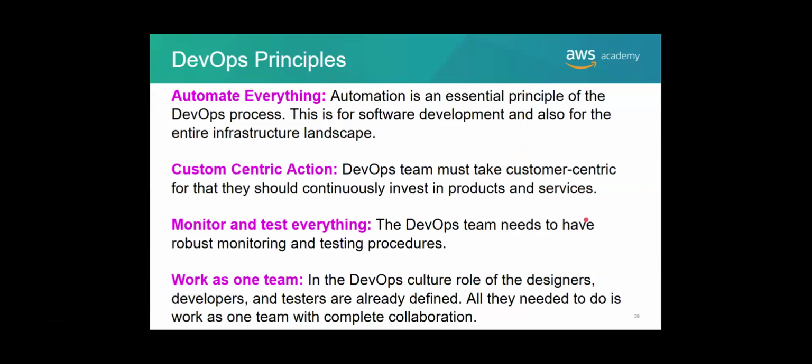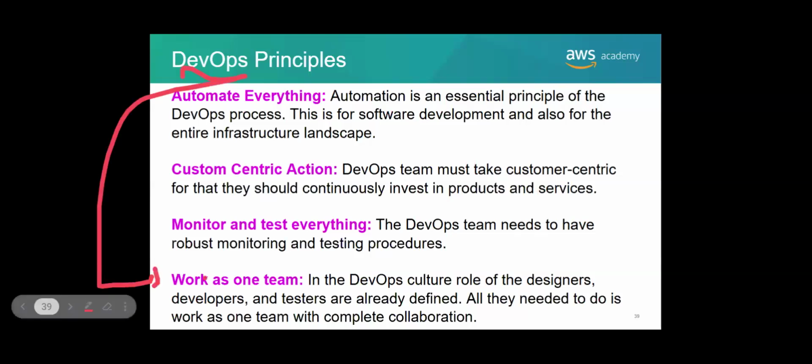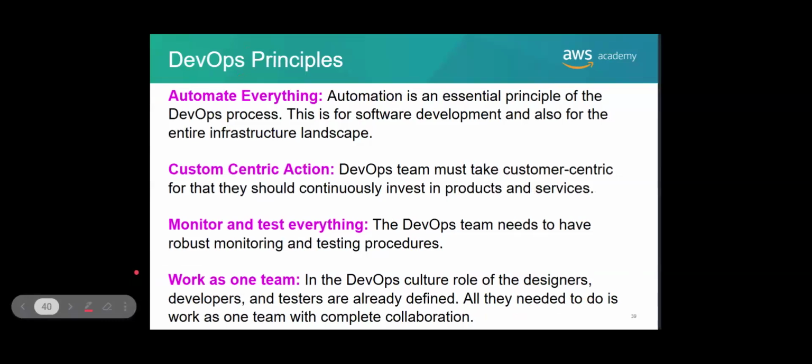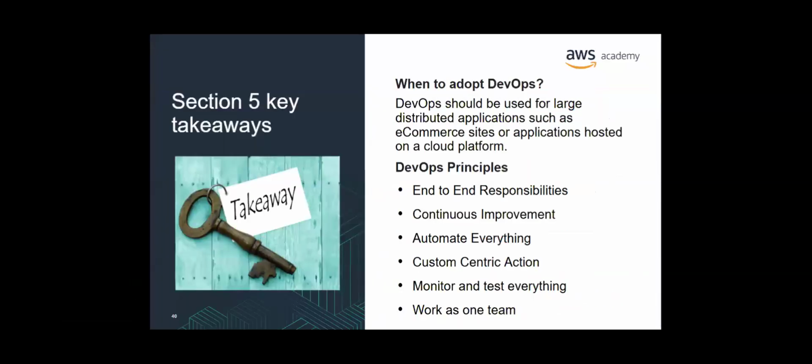Next, monitor and test everything. Yes, the DevOps teams need to monitor and test the procedures often so that they keep on improving. Next, work as one team. As we are just DevOps, that means the development team and the operations team work as one team together. Mainly designers, developers, testers are all defined, and all they need to do is work as one team with complete collaboration. This is what they are looking for, and that's your DevOps principles.